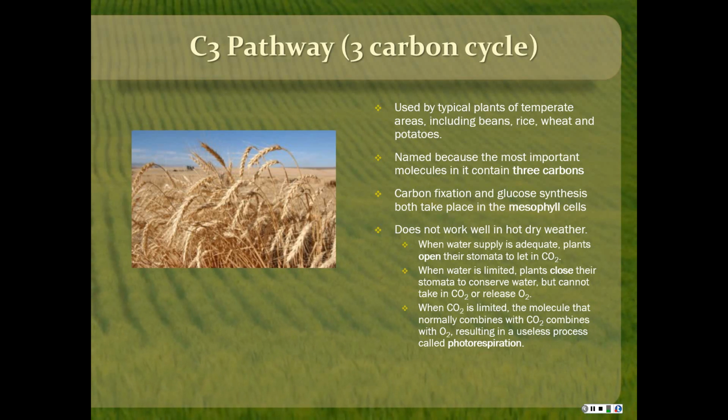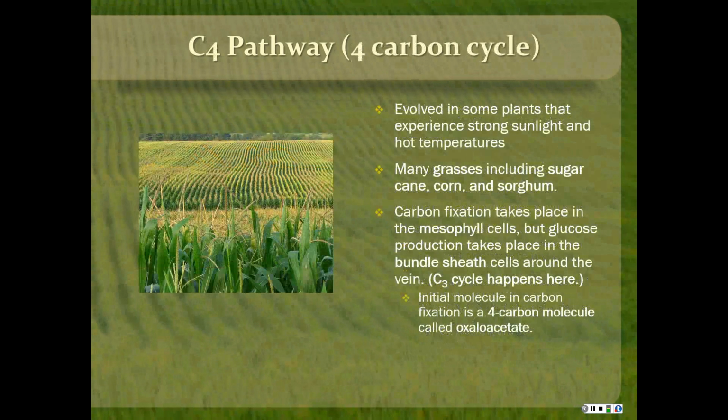And in that case, the molecule that normally combines with CO2 in photosynthesis combines with O2, and that's a useless process called photorespiration. It doesn't do anything for the plant. So some plants that have evolved in areas with strong sunlight and hot temperatures use a process called the C4 pathway. And these include many grasses like corn, sugarcane, and sorghum. They've evolved this different pathway that allows them to do better in hot, dry areas.